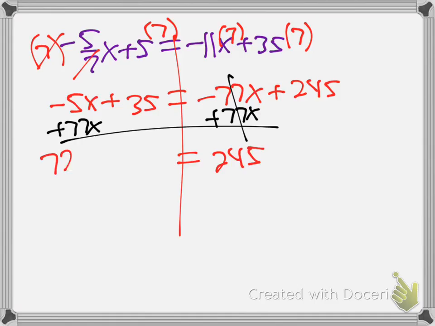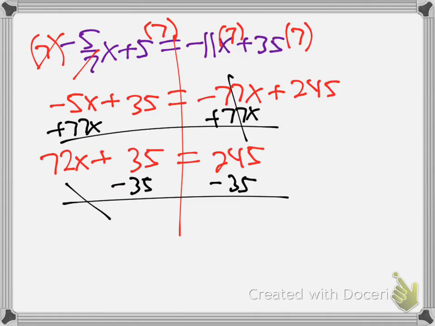245. What's this? 72x plus 35, good to there. What do we do next to solve for x? Subtract 35. Yeah, subtract the 35. So we get 72x is 210. Last step, divide by 72.